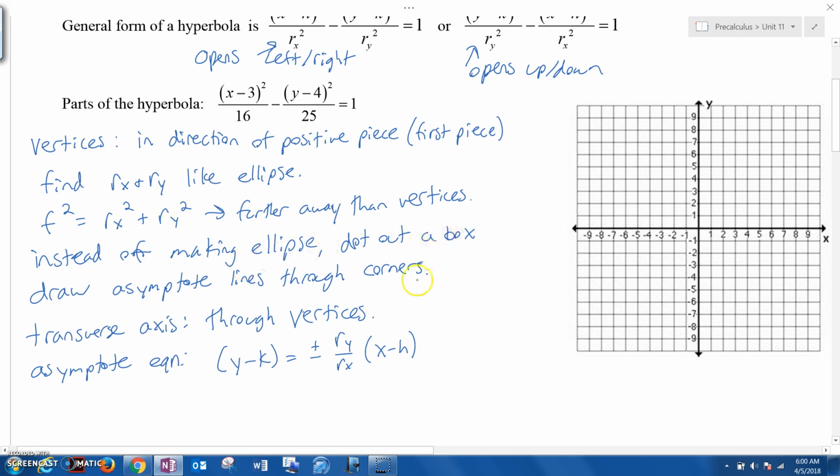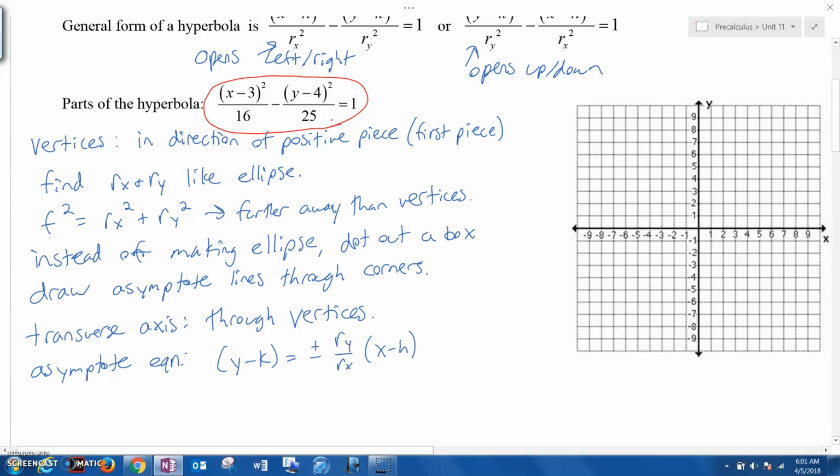Now, to make it, you'll dot out a box, draw asymptote lines through the corners of the box, so you'll make like an X. The transverse axis is the one that goes through the vertices, and if I want the asymptote equations, we're going to use that. So I know that's a lot, so again, pause it to write everything down. I'm going to begin with what's up here.